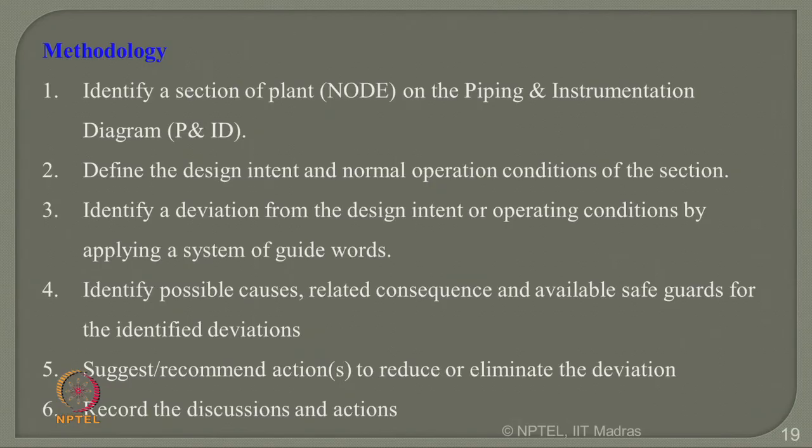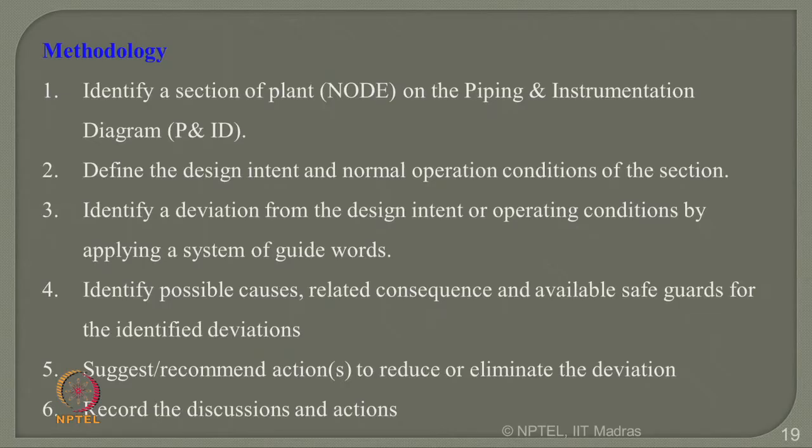Subsequently, identify the possible causes, related consequences and also check for the available safeguards for the identified deviations, because all of these will now form a part of the HAZOP report. Finally, in the last column of the HAZOP report, you must suggest or recommend actions to reduce, mitigate or eliminate the deviations. Now, record the entire discussion and action in a proper format, what we call a HAZOP report.